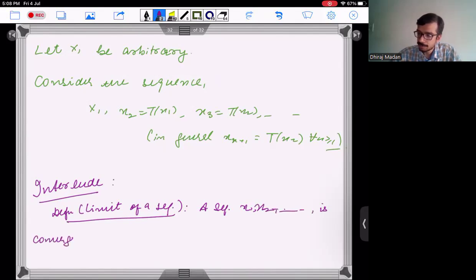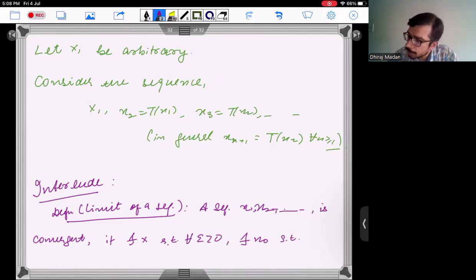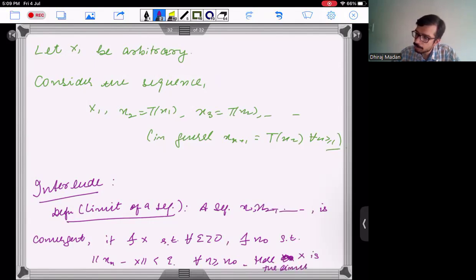convergent if there exists some x such that for all epsilon greater than 0, whatever small epsilon you pick, there exists some n naught such that the distance between xn and x is less than epsilon for all n greater than or equal to n naught. So this is the definition of a convergent sequence. And here x is the limit of the sequence xn.